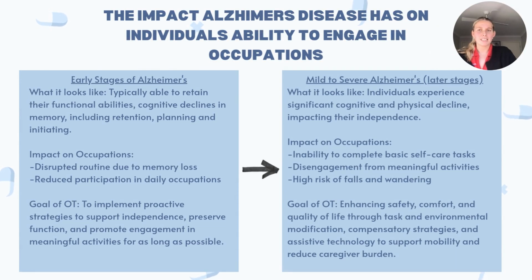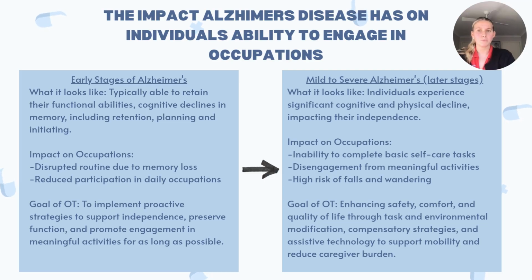Alzheimer's disease has a profound impact on occupational engagement, and this changes significantly as the disease progresses. In the early stages of Alzheimer's disease, individuals often retain a level of independence but begin to experience challenges with memory, planning, and initiating tasks. This can lead to disruptions in routine, decreased confidence, and withdrawal from meaningful activities.